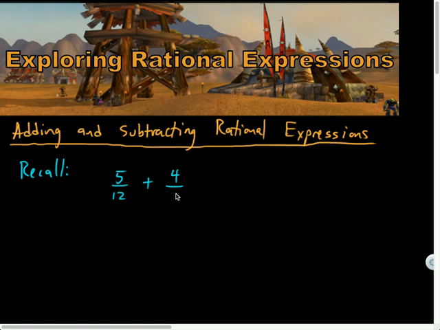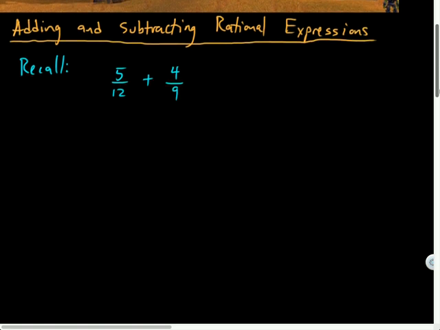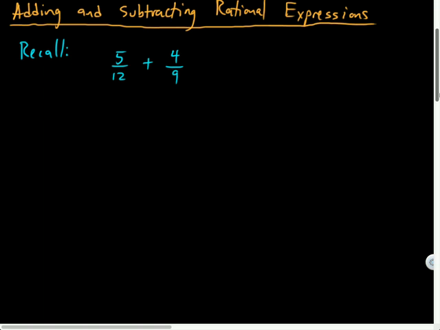4/9? Now, you might be thinking about this and be like, do I just add the 5 and the 4 and the 12 and the 9 and I'm done? No, you would be wrong. We do multiply across like that, but addition requires a common denominator. And preferably, we desire the least common denominator.